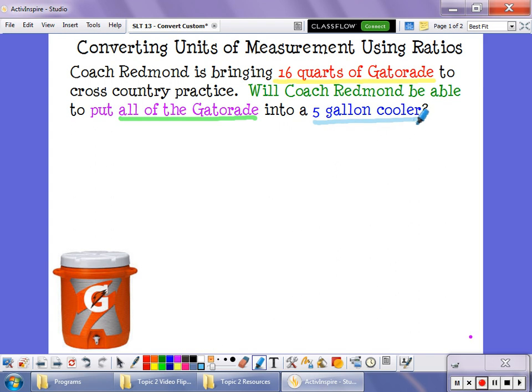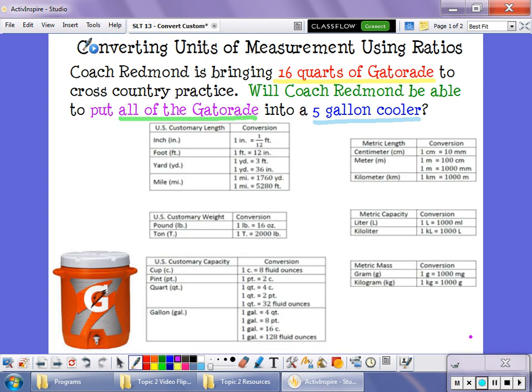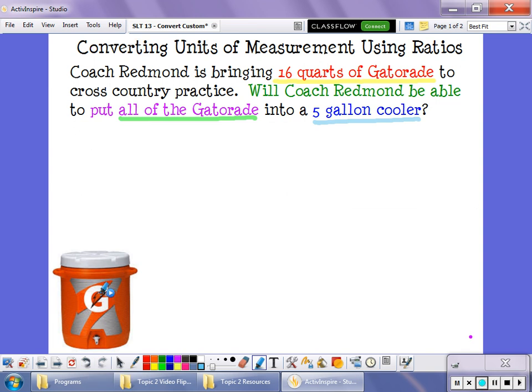Well, in order to do conversions, you have to understand how these two quantities are related. And some quantities you'll be able to memorize the relationship between them, but for the ones you don't know, you can use a table. If you look at this table, we can see down here that 1 gallon is equal to 4 quarts. Now this information is going to help us with this problem.